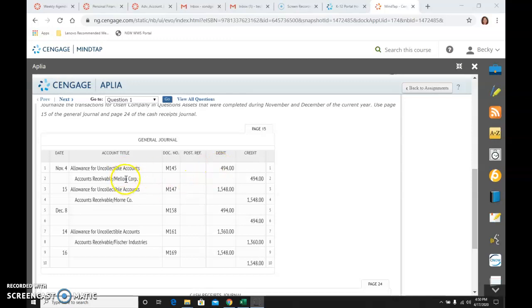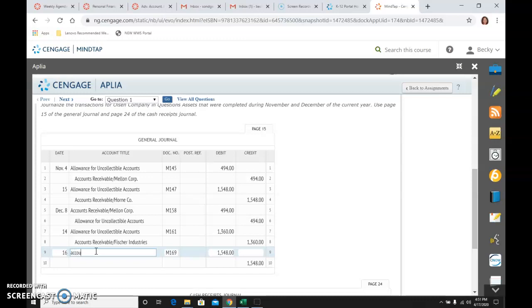So here we had written off Mellon Corp, so we're now going to just reverse that around and reestablish the accounts receivable. And credit the allowance. And then I'm going to do the exact same thing for Horn, because we saw here where we wrote it off. Now I'm just going to reverse that amount for Horn.